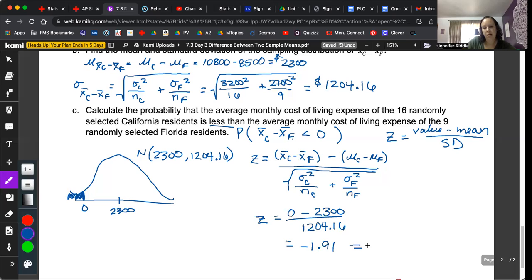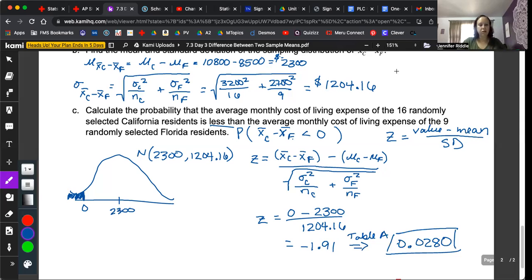Then I can go to table A and I get 0.0280. Again, this is where I really encourage you to use the normal CDF function in your calculator, and then you don't have to worry about all of this formula. All you have to make sure is that you're interested in your value, the mean of your sampling distribution, and the standard deviation of your sampling distribution. All right, if you have more questions, as always, make sure you're asking them in class.